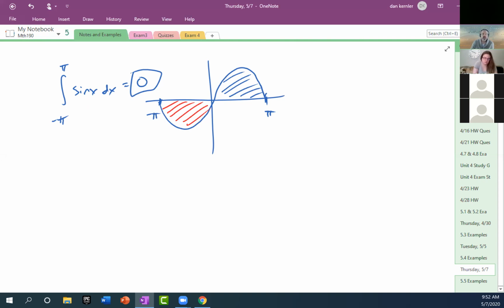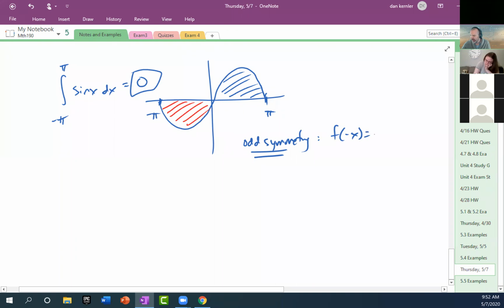Yep, exactly. So this is odd symmetry. When this is true, this is odd symmetry. And that means f of -x is the opposite of f of x. Hopefully that looks familiar. We haven't used symmetry a lot this semester, so you might not remember that. I'm sure you've learned it at some point, but hopefully it at least looks familiar. So yeah, so that's useful. You could still do this integral.